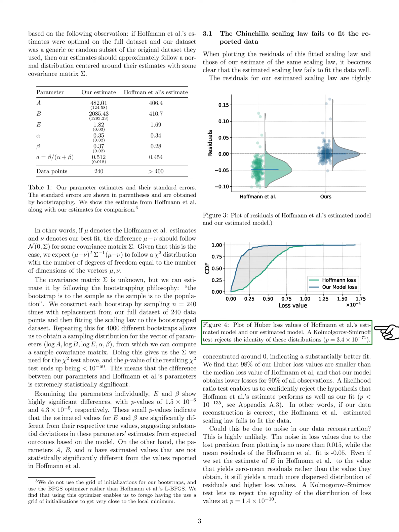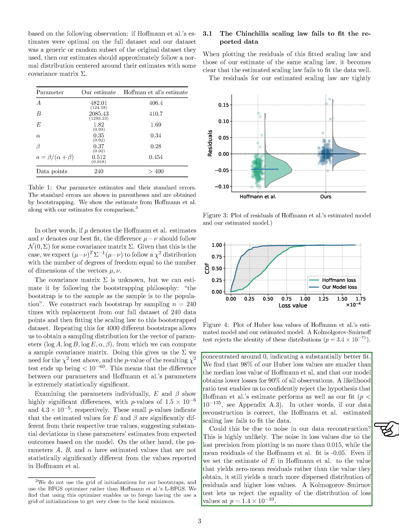Our model had lower loss values for the majority of observations, indicating its superior performance. A likelihood ratio test confirmed that our fit outperformed Hoffmann et al.'s estimate significantly. The discrepancies between the two models were unlikely to be due to noise in our data reconstruction, as even adjusting Hoffmann et al.'s estimate of parameter E did not improve the fit. A Kolmogorov-Smirnov test further supported the conclusion that our model better captured the data.